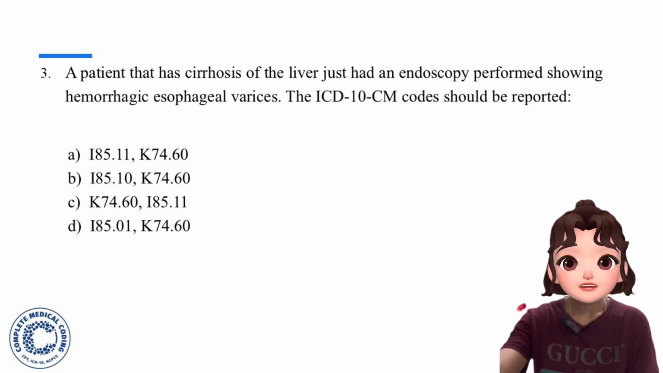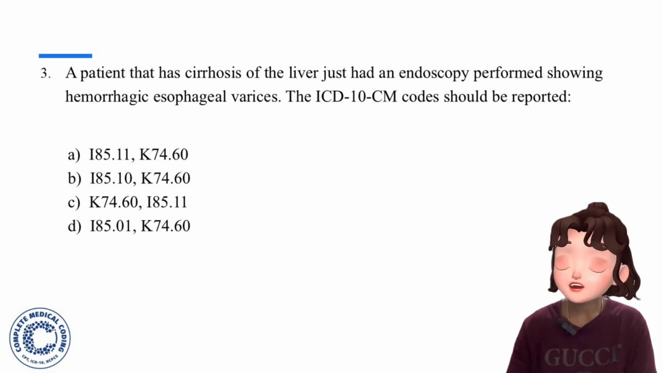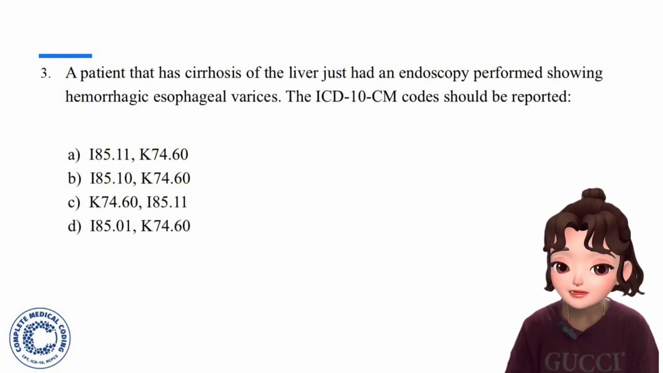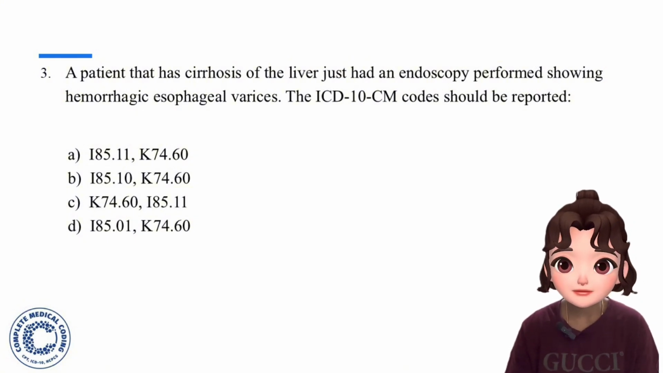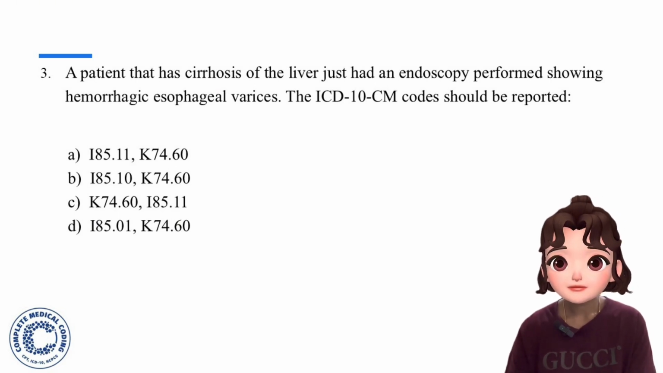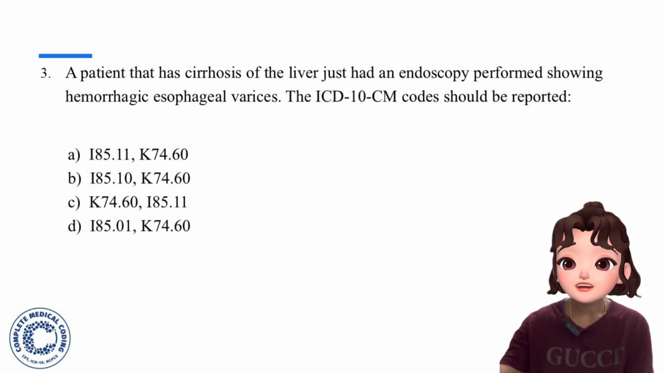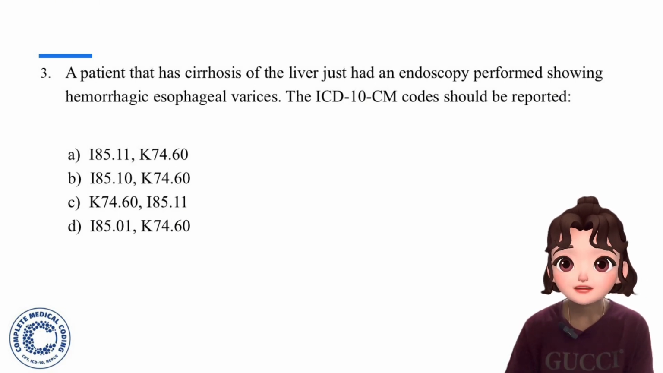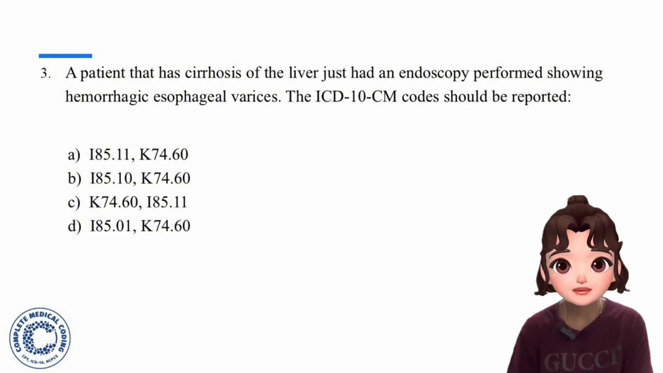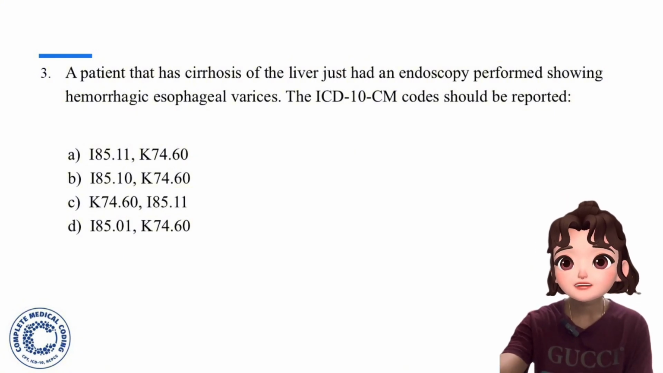Let's find out the answers. Let's check out the codes one by one. Moving to the first option, the first code, I85.11. I85.11 is secondary esophageal varices with bleeding. Okay, esophageal varices is given here. Let's find out the I code first. If you go to option B, same, I85.10, secondary esophageal varices without bleeding. One is with bleeding and one is without bleeding.